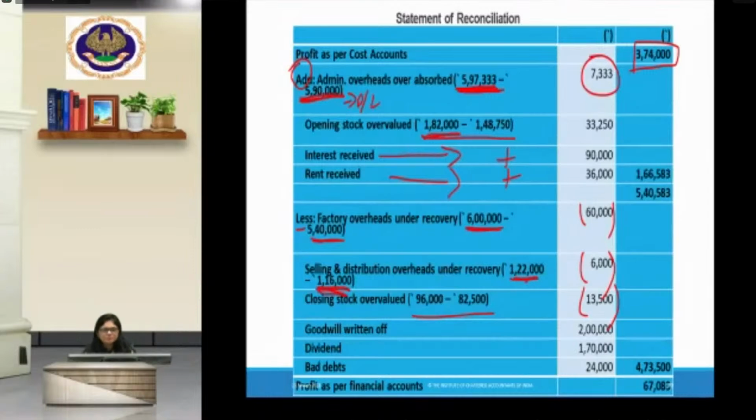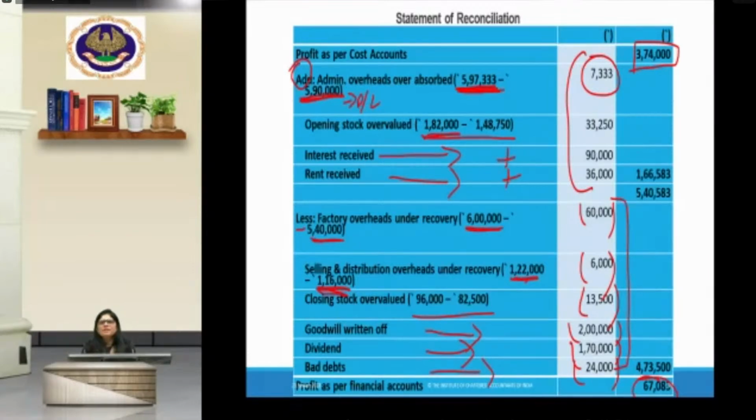Deduct it. Goodwill written off, this loss has to be provided in cost accounting. You have not provided it. Dividend paid, charge it to cost accounting also. You have not charged it. Bad debts, charge it to costing account. You have not charged it. So once you add all these things and deduct all these things, you will get the financial profit. So this is how we do the reconciliation.